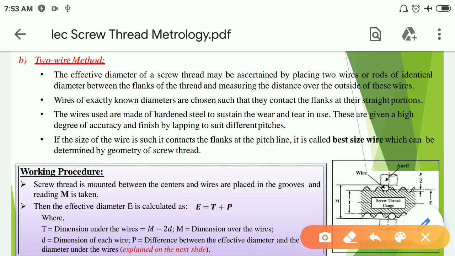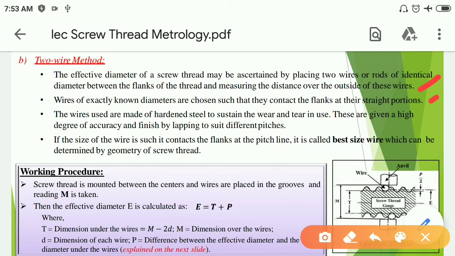The effective diameter of a screw thread may be ascertained by placing two wires or rods of identical diameter between the flanks of the thread and measuring the distance over the outside of the wires. Wires of exactly known diameters are chosen such that they contact the flanks at their straight portions.